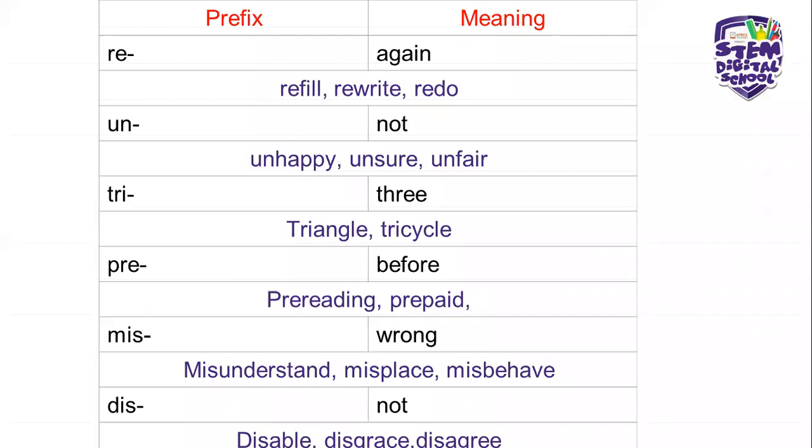Tri means three, like a triangle or tricycle. The meaning of pre is before, like pre-reading or prepaid. Like your phone is prepaid, so you paid for it before you use it. Okay, mis means wrong, like misbehave, so you behave wrong. Or misplace, you place something in the wrong spot. And dis means not, like disable, disgrace, or disagree. Do any one of you have examples of words with prefixes?